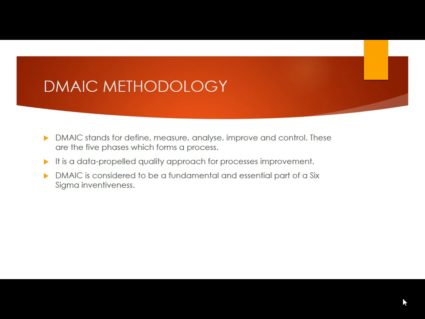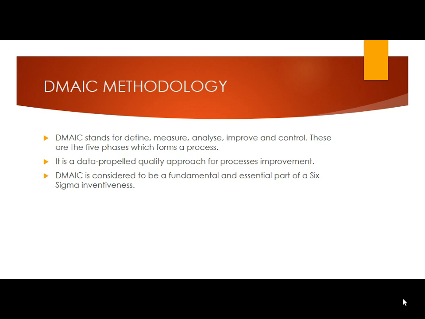DMAIC, as you know, D stands for define, M stands for measure, A stands for analyze, I stands for improve, and C stands for control. So define, measure, analyze, improve, and control. These are five phases which form a process. It is a data-driven quality approach for process improvement. DMAIC is considered to be a fundamental and essential part of Six Sigma initiatives.